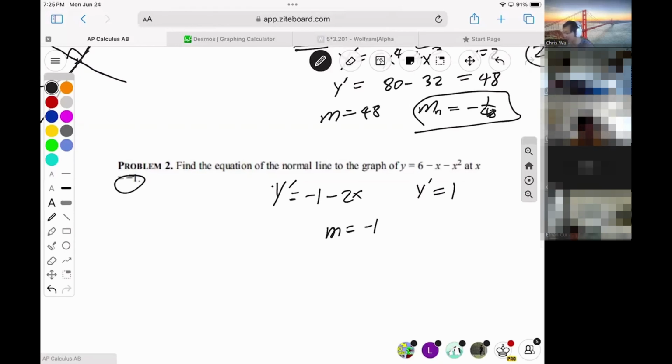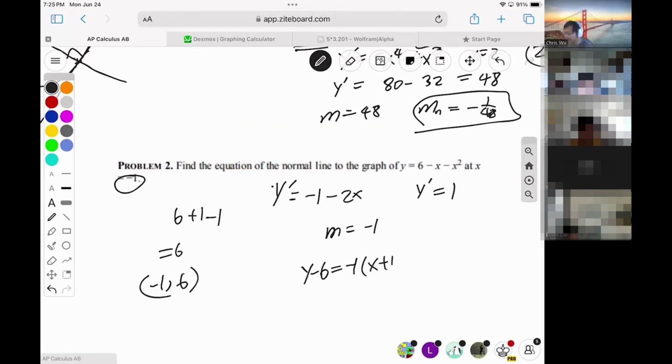What's the point that we need? Plug it in. 6 plus 1 minus 1 is 6. So it's (negative 1, 6), right? Plug it in. y minus 6 is equal to negative 1 times (x plus 1). Okay, y equals negative x minus 1 plus 6. So it's negative x plus 5.